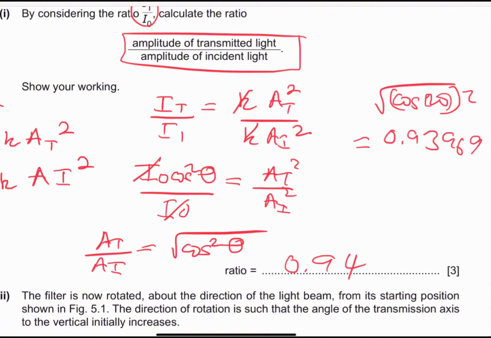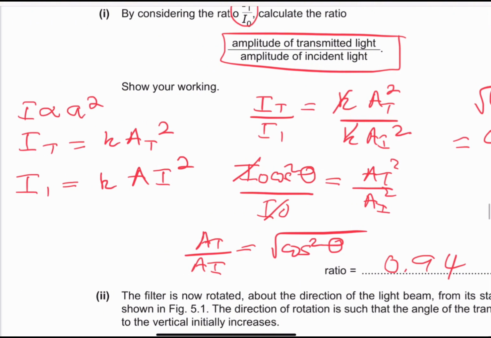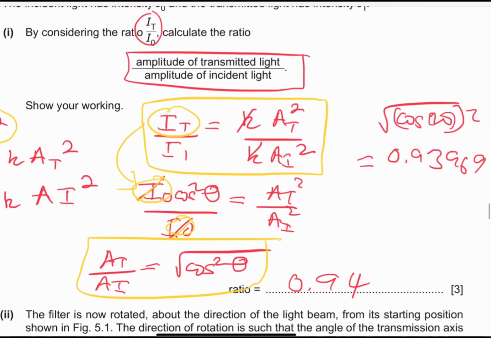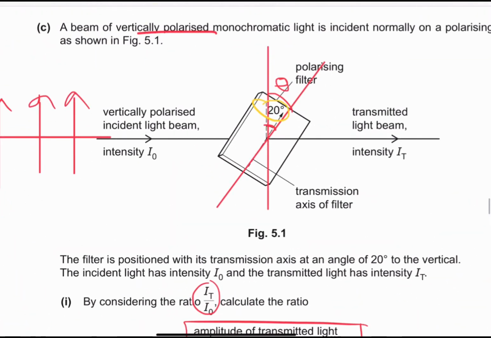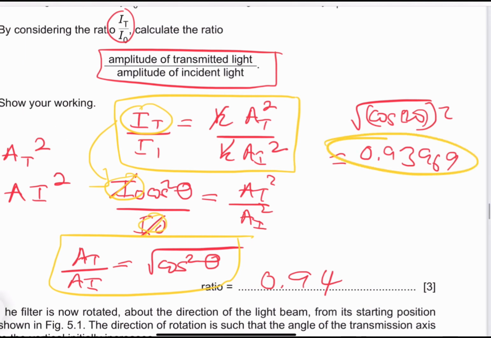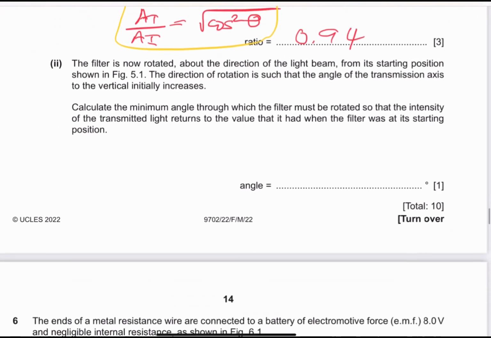So the first marking point is, do you know that intensity is directly proportional to amplitude squared? I want to stress this, this is golden. You need to state that formula and apply these laws. You create your ratio, substitute, this cancels out, that cancels out, and you get this important relationship. You already know your value of theta, 20 degrees, and that gives you your value. Very important. Moving on to the last question.